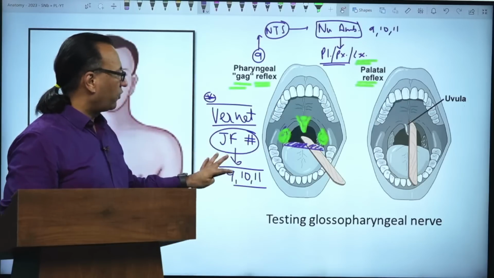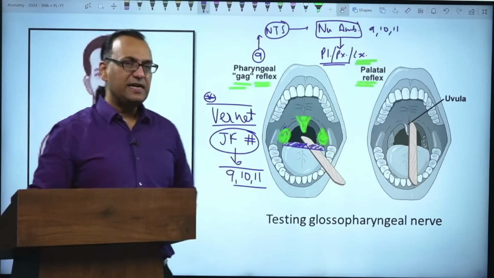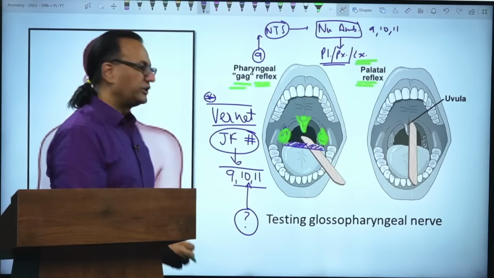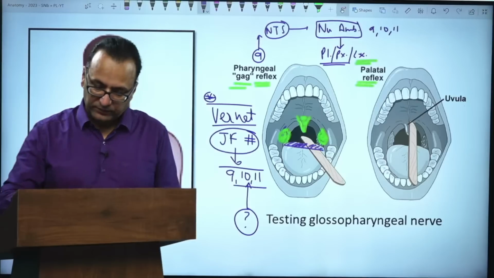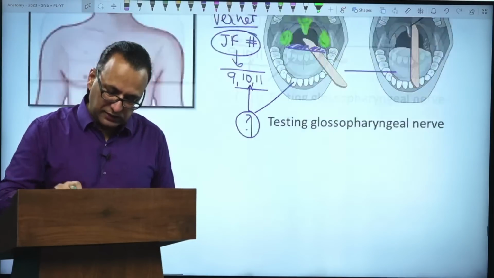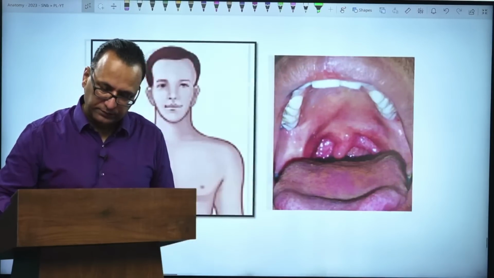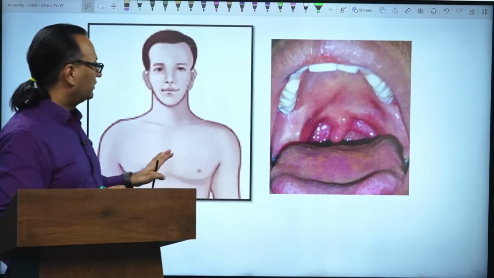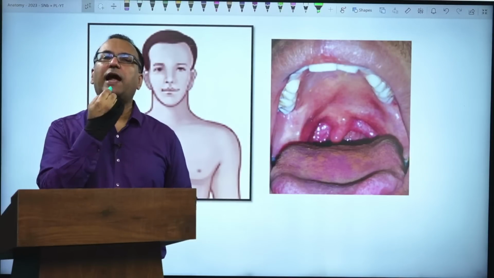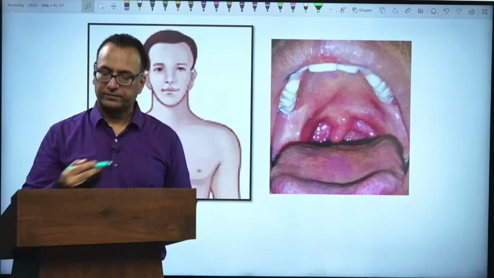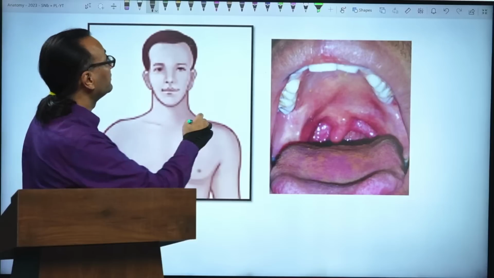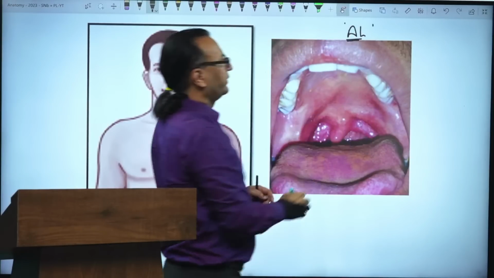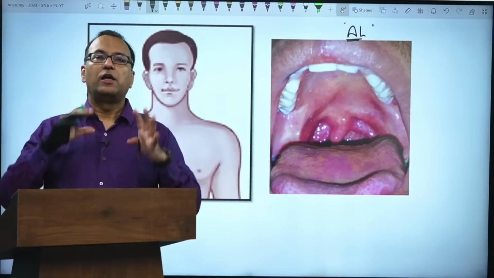Now in Vernet syndrome, how do you check the 10th nerve? To check the 10th nerve, it's very simple. You just ask the patient to open his mouth. And you can take a tongue depressor also and ask him to say, ah. What will happen? That leads to saying ah.